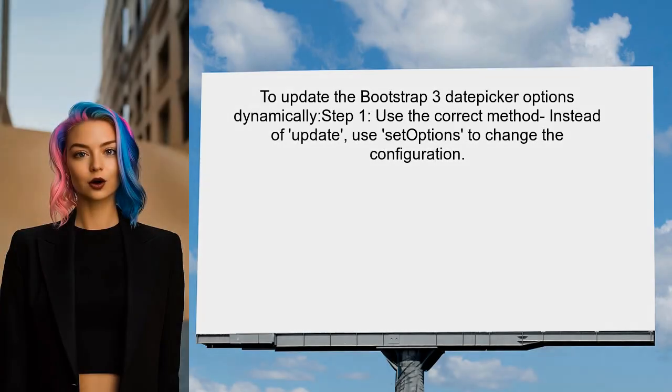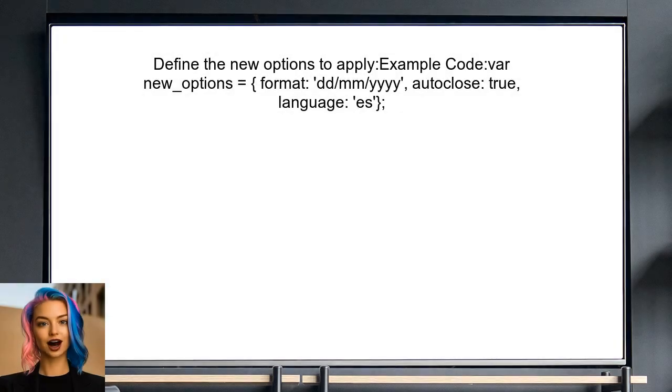To update the Bootstrap 3 date picker options dynamically, the user should first ensure that they are using the correct method to update the date picker. The user can use the set options method instead of update for changing the configuration. Next, the user should define the new options they want to apply. This includes the format, auto-close feature, and language settings. The user can create an object with these new options.